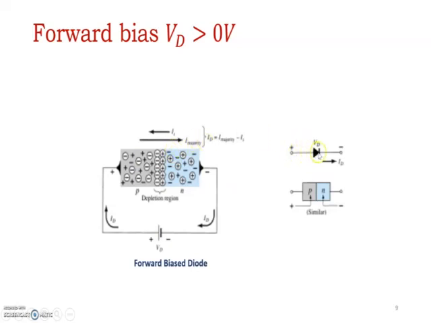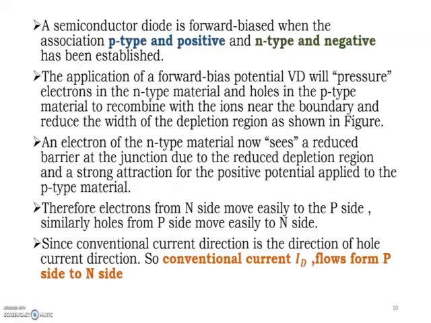So in forward bias, what is happening? Anode is connected to positive, cathode is connected to negative. This is what happens in forward bias. Majority carriers flow from P to N. This current is called conventional current, flows from P to N.